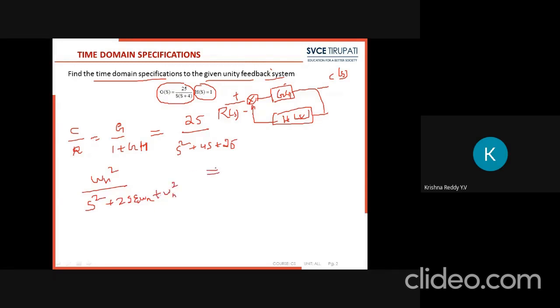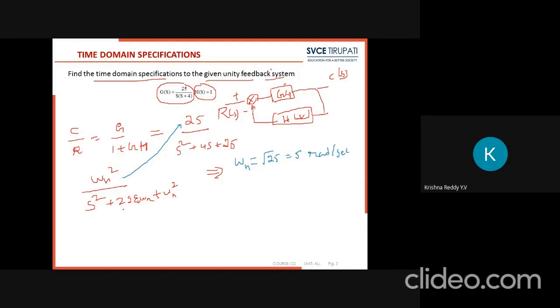Now what is the value of omega n? Compare these two equations and tell me the value of omega n. Omega n square is equal to 25. From this, what is the value of omega n? It is square root of 25, equal to 5 radian per second.